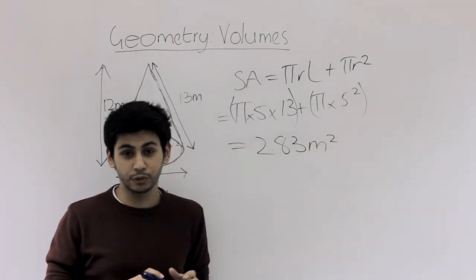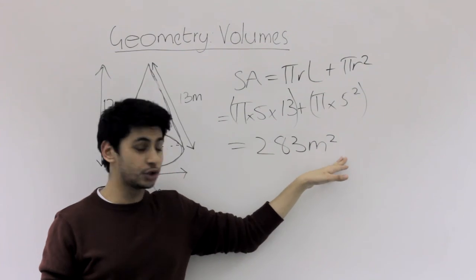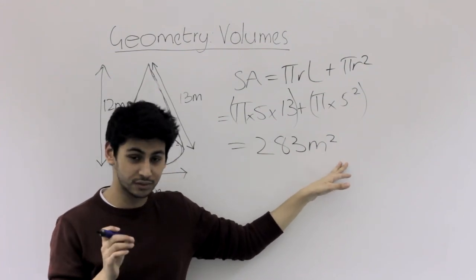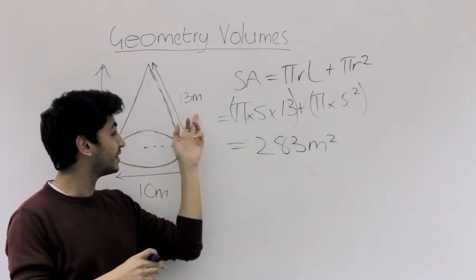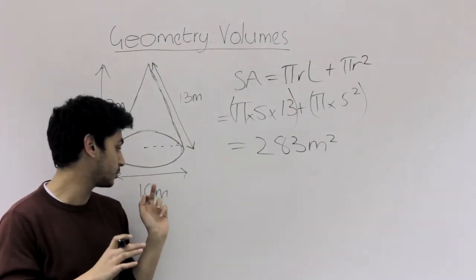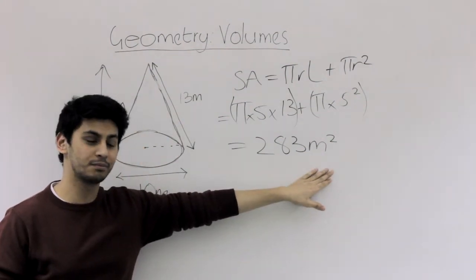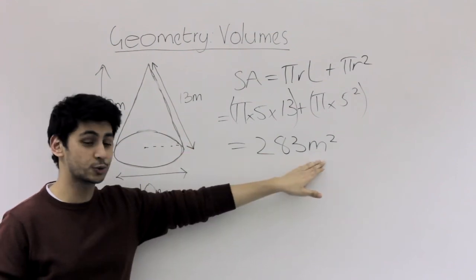Notice how when we were dealing with volume, we put our units to meters cubed. In this instance, because it's area, we're going to put meters squared. Again, if our diagram was in centimeters, we'd put centimeters squared. But considering it's in meters, we'll put meters squared.